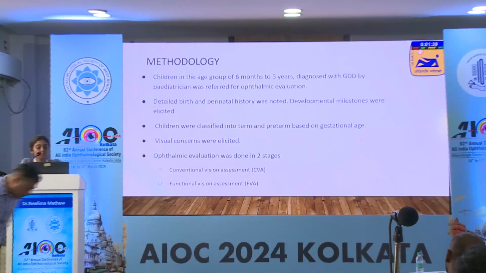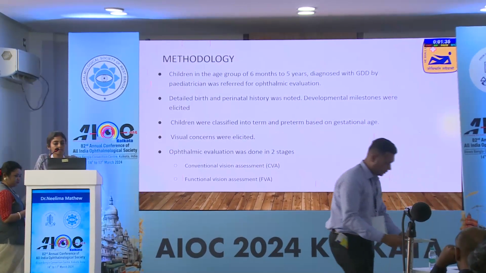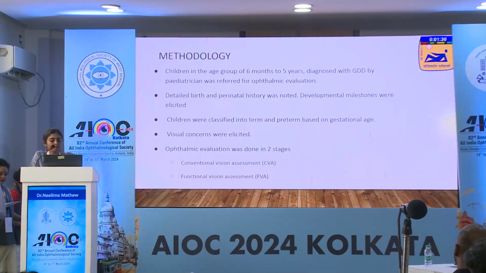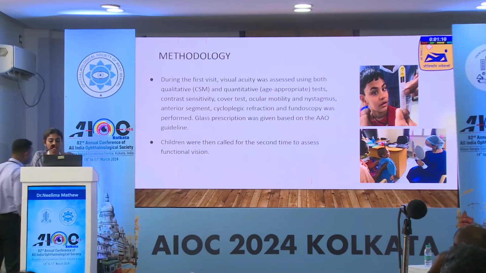Methodology: children in the age group of 6 months to 5 years diagnosed with GDD were referred for ophthalmic evaluation. Detailed birth and perinatal history was noted, and ophthalmic evaluation was done in 2 stages, that is conventional and functional. During the first visit, visual acuity was assessed using both qualitative and quantitative tests. We also did contrast sensitivity, ocular motility and nystagmus, anterior segment examination, refraction and fundoscopy, and glass prescription was given based on AAO guidelines.